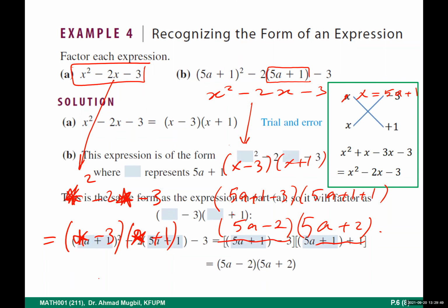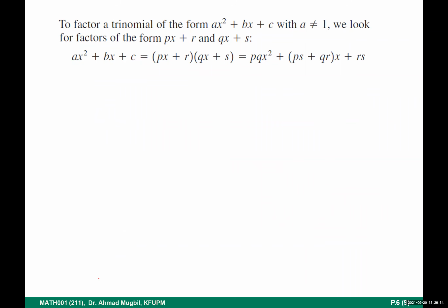Let me go now to the case when the coefficient of x squared is not 1. It is in general a, for instance. Our target is still the same. We have ax squared plus bx plus c. I want to write it as a product of two factors.